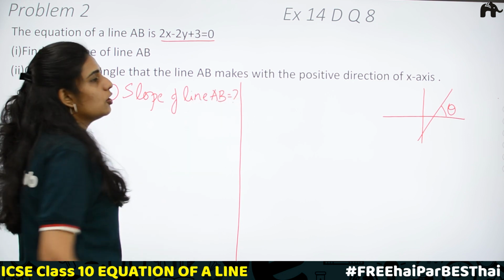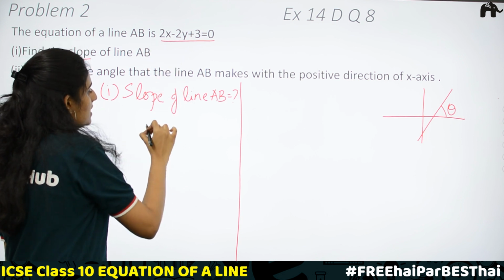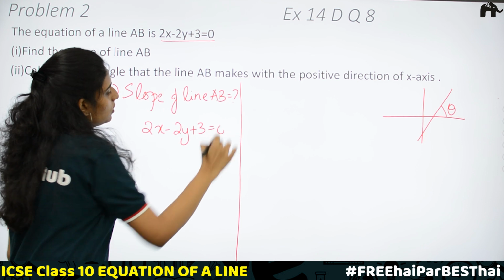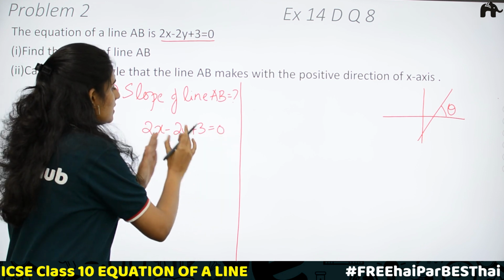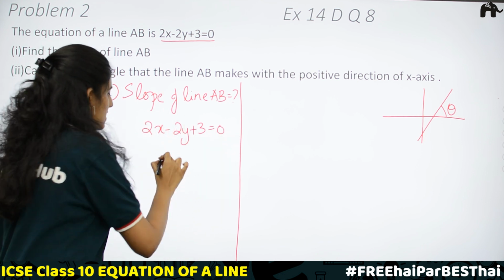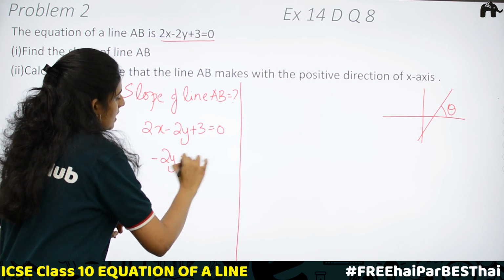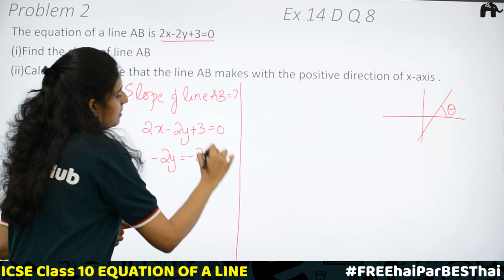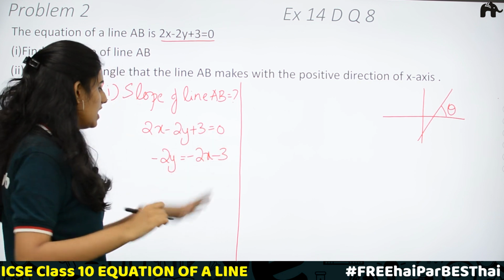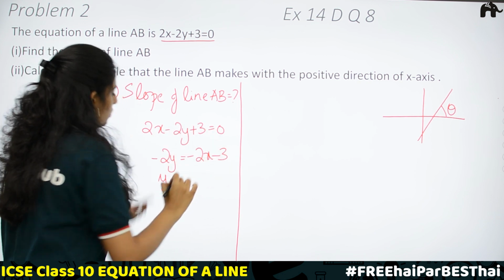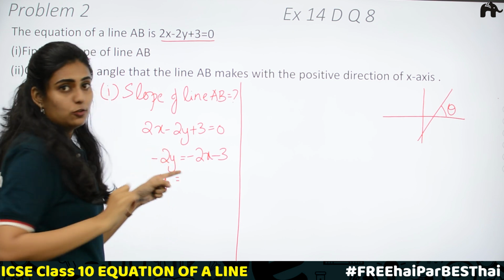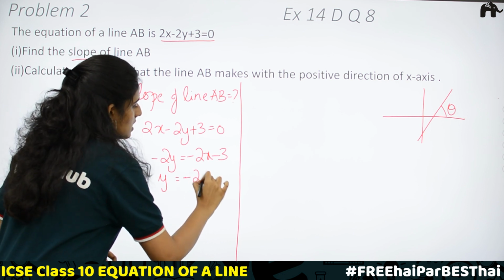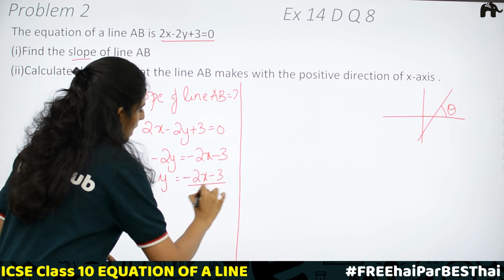How to find the slope of line AB? The equation of line is given, 2x minus 2y plus 3 is equal to 0. Keep only the y containing term on the left hand side. Minus 2y is equal to minus 2x minus 3 when taken to the right hand side. That is, y is equal to, minus 2 taken to the opposite side, it becomes division, minus 2x minus 3 divided by minus 2.